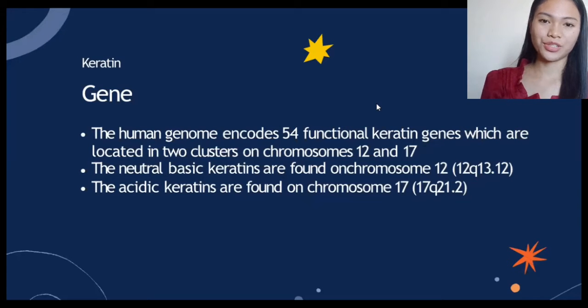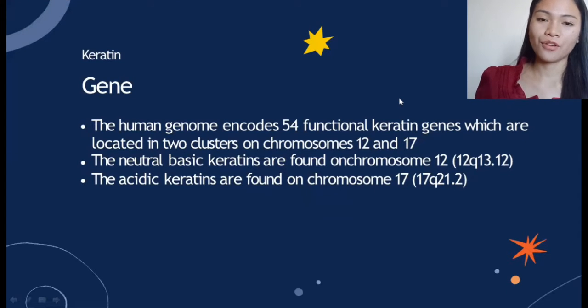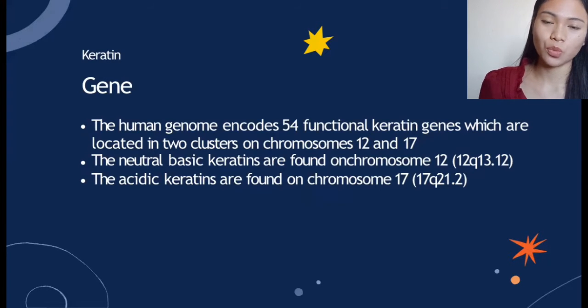To continue our discussion, keratin 1 is a protein coding gene which provides instructions for making a protein called keratin. In the human genome, keratin genes are clustered at two different chromosomal sites. They are located on chromosomes 12 and 17. The neutral basic keratins are found on chromosome 12, while the acidic keratins are found on chromosome 17.